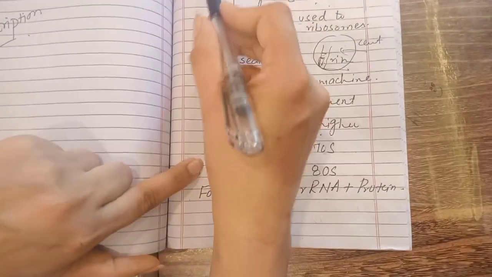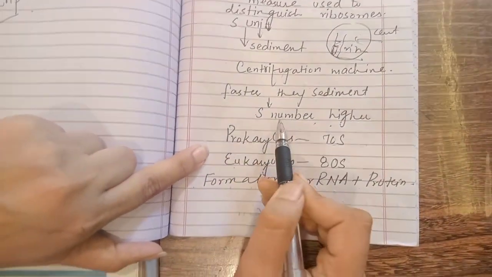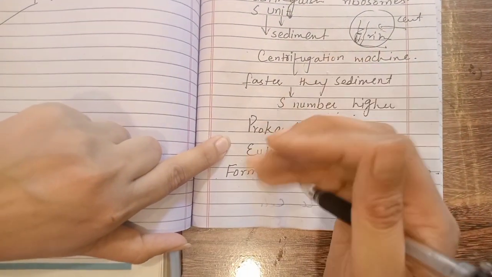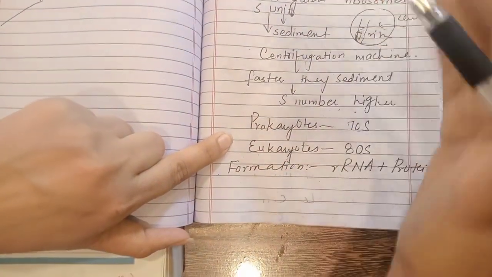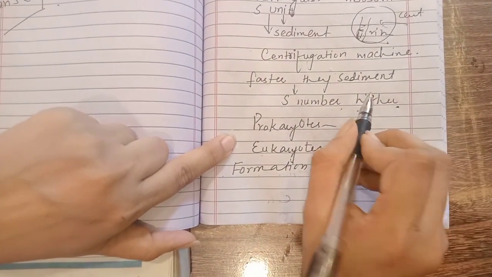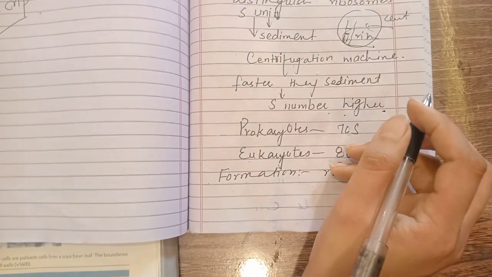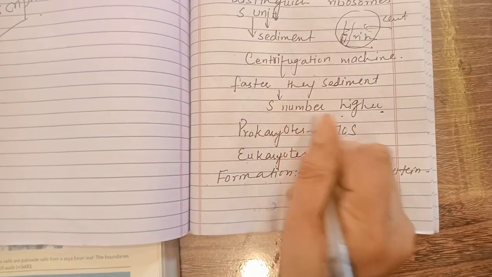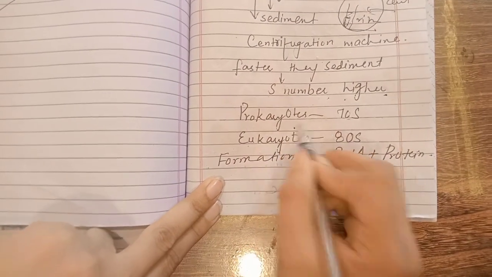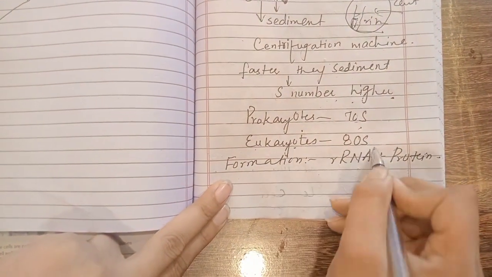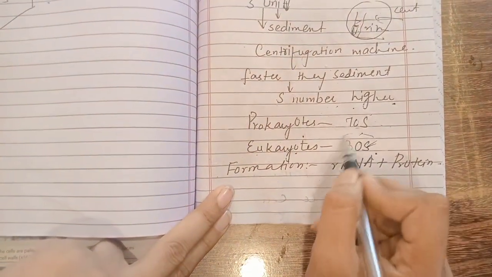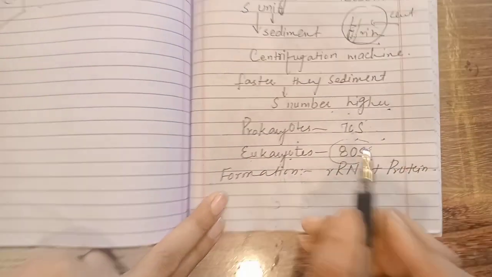We are discussing in terms of units. If the sedimentation takes too much time, it means the S number will be high. Coming to the prokaryotes, they have 70S ribosomes, and eukaryotes have 80S units, Svedberg units. Eukaryotic ones are larger in size, and prokaryotic ones are smaller in size.